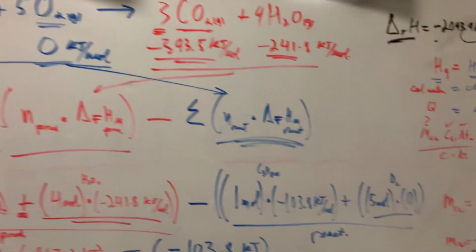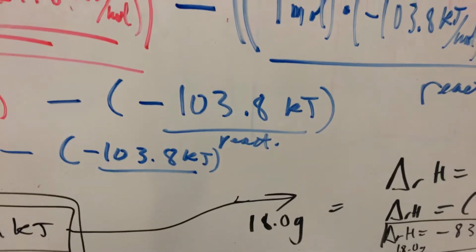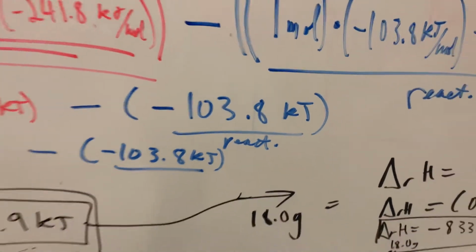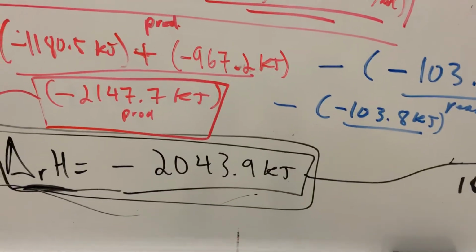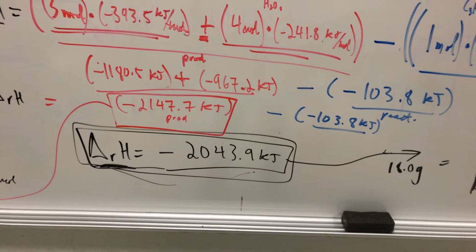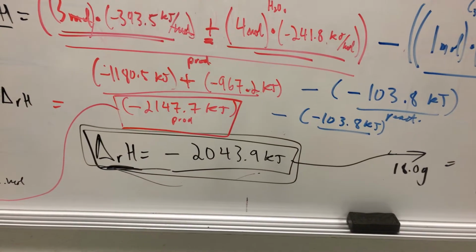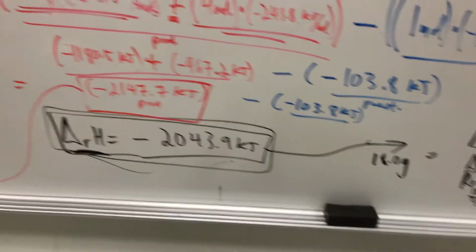Anyways, we take that and put it into the reactants and get a subtotal of 103.8. It's important to get that subtotal. So the two subtotals of 2147 and negative 103.8, that's the subtotal for the product, 2147.7. Subtotal for the reactants, negative 103.8. What does that get us?